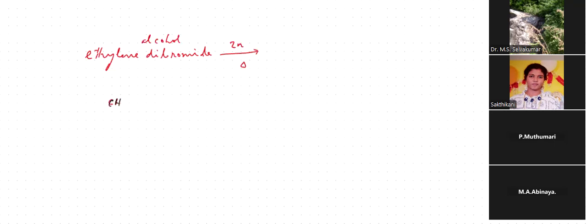So this is ethylene bromide, CH2Br, CH2Br. When it reacts with zinc in alcohol and is heated, what is formed will be ethylene, and zinc bromide will be eliminated.